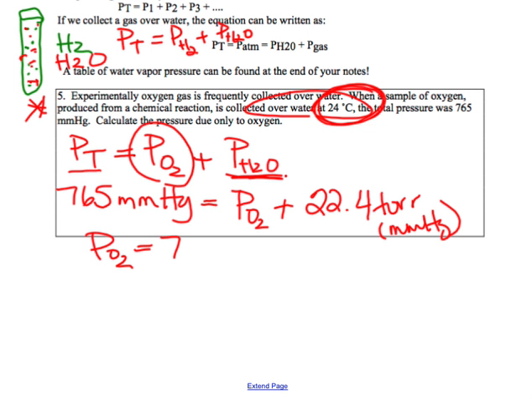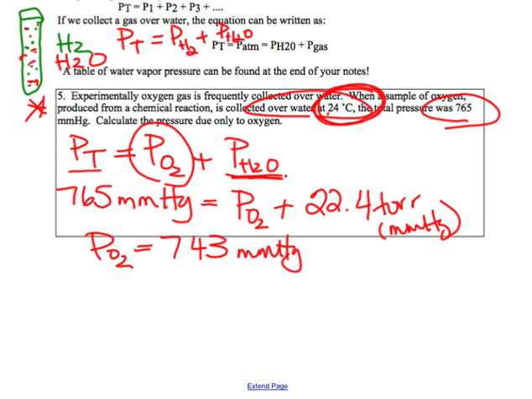$743. We didn't use a 24, that was just to find it on the chart, so 3 sig figs: 743 millimeters of mercury, okay?